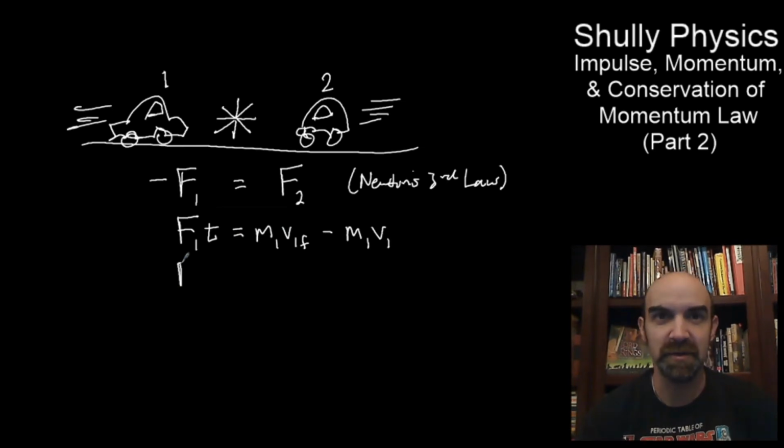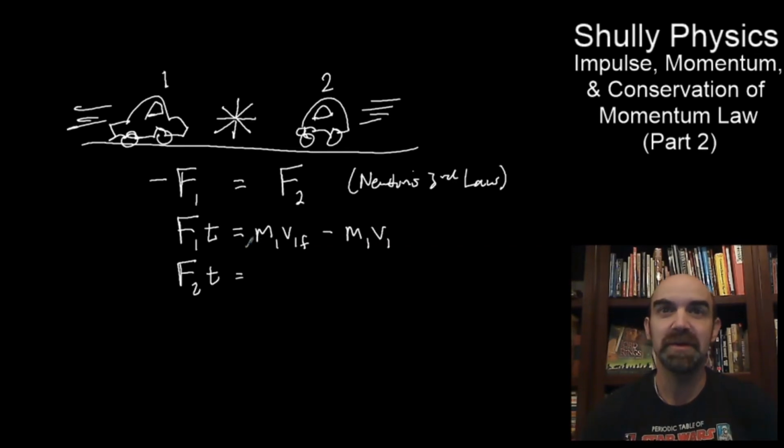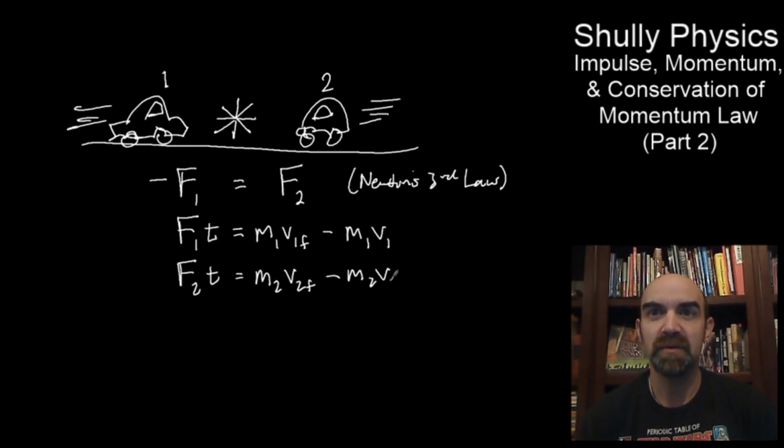Well, what about the second car? It'll look very similar. Force on the second car times the time of impact. And notice I'm keeping it just t, not t1 and t2, just t. If the force of impact is the same, then the time of impact is the same. And that's what I referred to up here, the force of impact being the same. But in this one, if we look at its individual Newton's second law application, m2 times v2 final minus m2 v2 initial. Okay, so the f is the final conditions and the subscript numbers without the f is the initial.